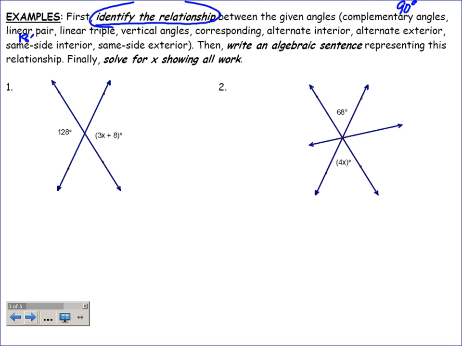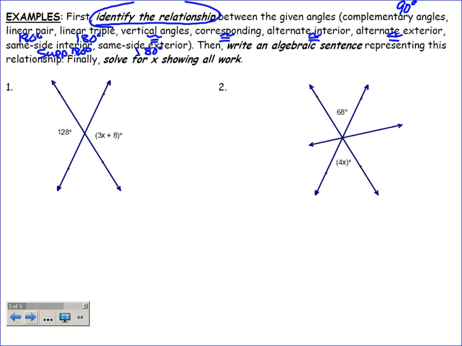So the idea here is that these add up to 90 degrees. These add up to 180. These add up to 180. Vertical angles are congruent. Corresponding angles are congruent. Anything that's alternate is going to be congruent. Anything that's same side is going to be supplementary, adding up to 180. So the way I remember this is that if it says same side supplementary, it means it adds up to 180. Anything alternate is going to be congruent. Alternate's congruent, same side supplementary.